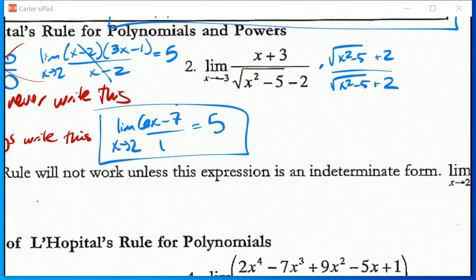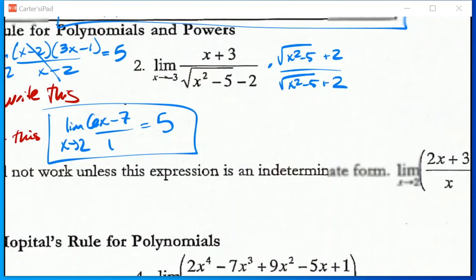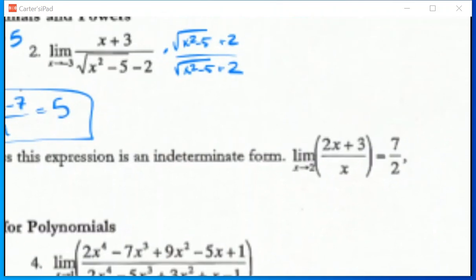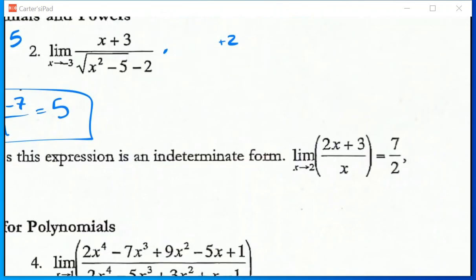It's not the worst thing in the world, but it's on the list of the worst things in the world. I don't like making you guys multiply by the conjugate when I know that L'Hopital's rule works. I'm sure you don't like it either. So we don't have to do that. But what we do need to do is write this.